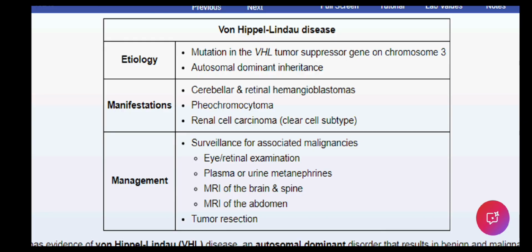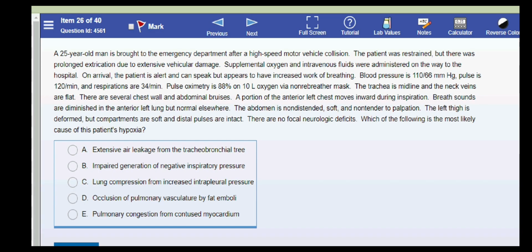So what should we do? Surveillance for malignancy. We should do an eye retinal examination, plasma or urine metanephrine looking for pheochromocytoma, and MRI of the abdomen, brain, and spine. If we see anything, just remove the tumor. Okay, let me see if you have any problem.